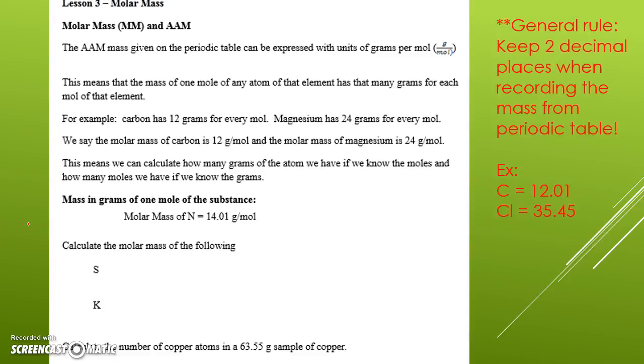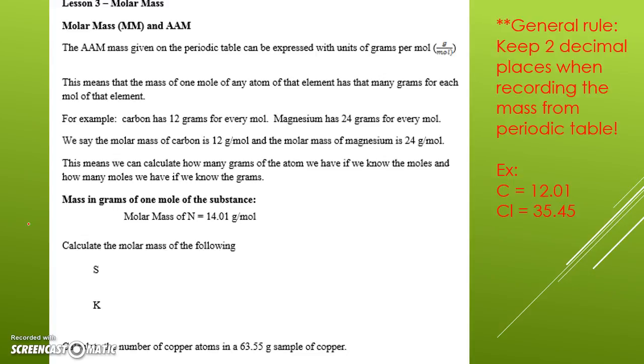So in this third lesson of Unit 2, we're going to talk about molar mass. Molar mass is going to be really important as we go through our conversions, so you're going to need to know how to do this. Essentially, the average atomic mass is given on the periodic table, and it can be expressed with units of grams per mole, based off of what we were just discussing in our last lesson.